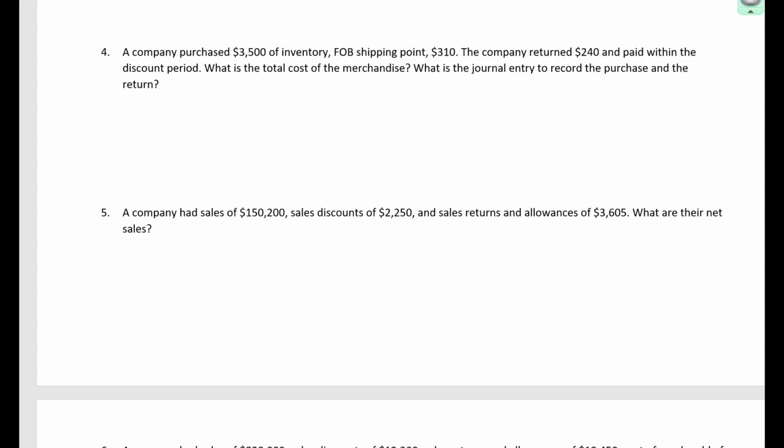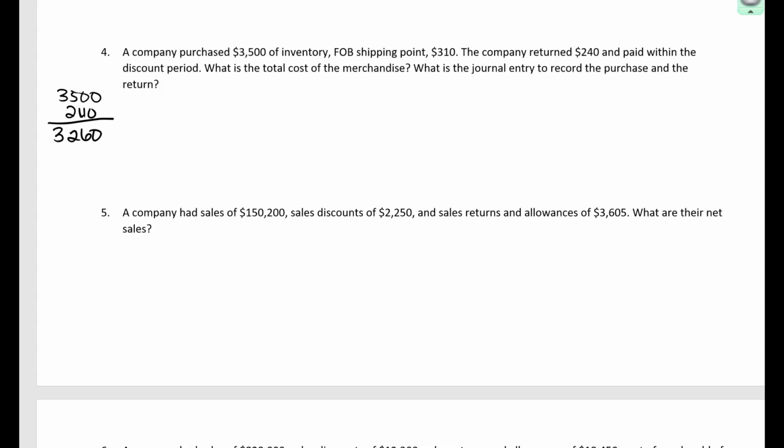Okay, so I'm going to calculate the net amount. We have the $3,500 that they purchased, and they returned $240. So this is going to work a lot like number 3.